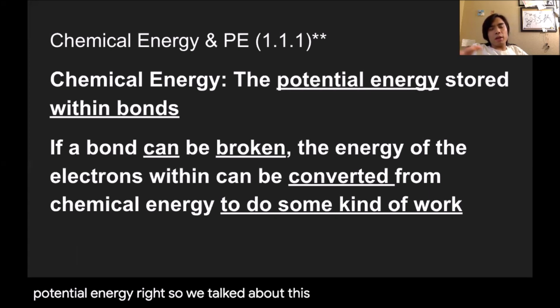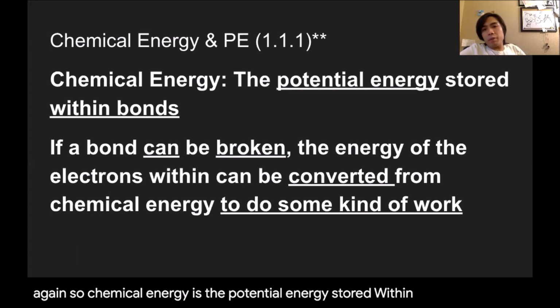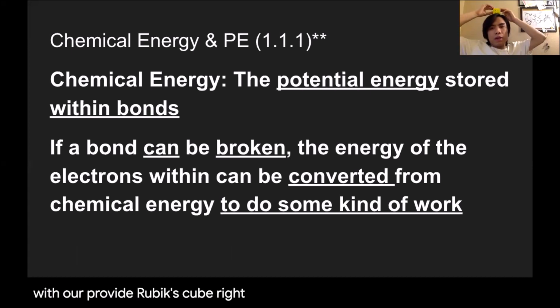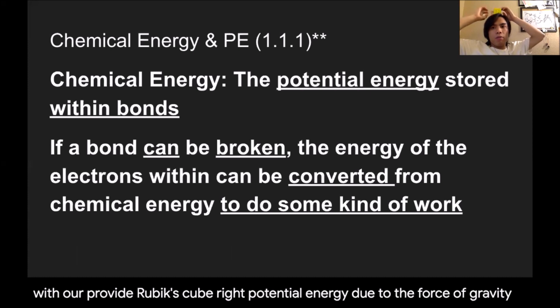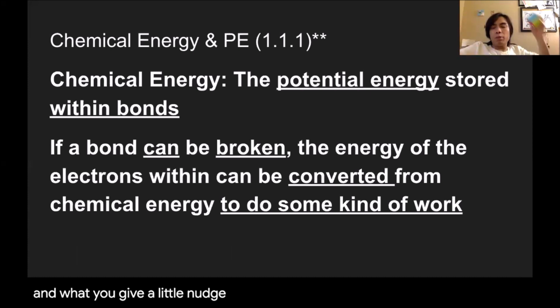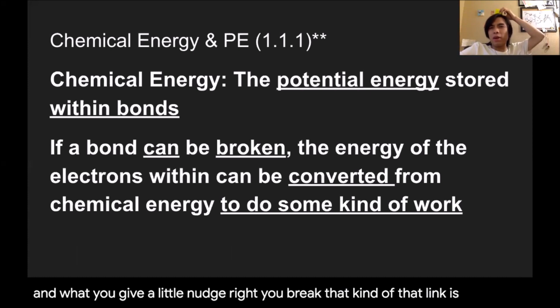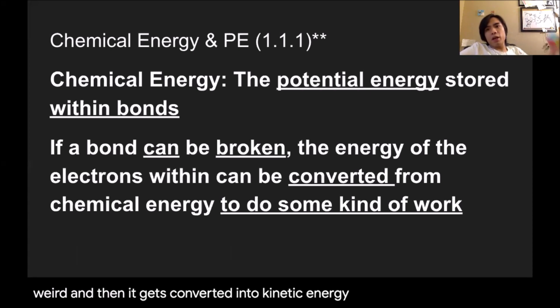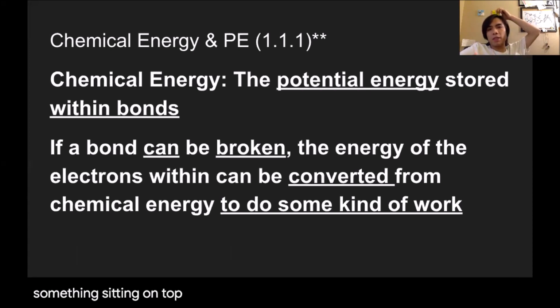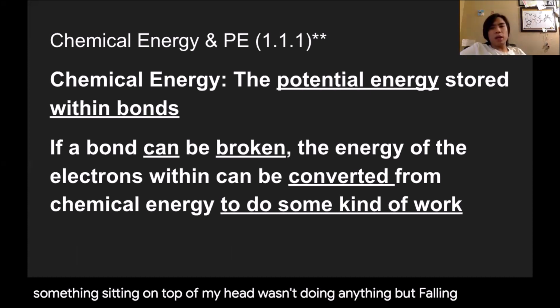We talked about this earlier, but I'm going to talk about it again. So chemical energy is the potential energy stored within bonds. Like with my Rubik's cube, right? Potential energy due to the force of gravity, but you give it a little nudge, you break that link, and it gets converted into kinetic energy, which can actually do something. Sitting on top of my head wasn't doing anything, but falling down, it can hit my toe, and I can be really disappointed.